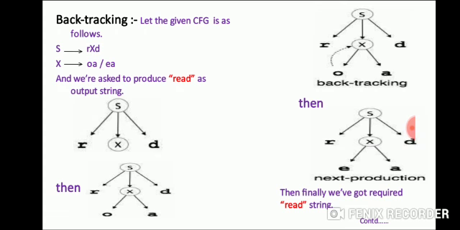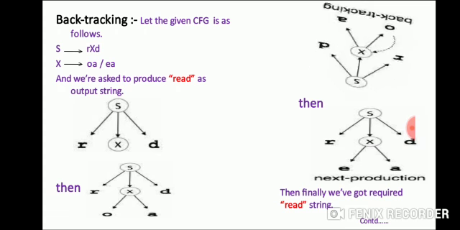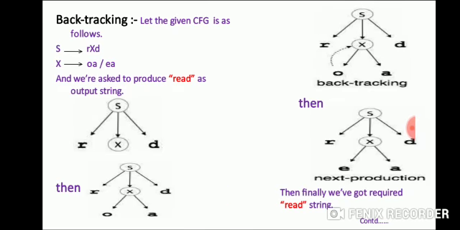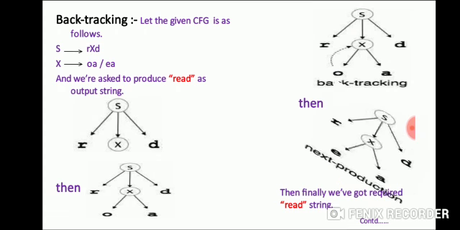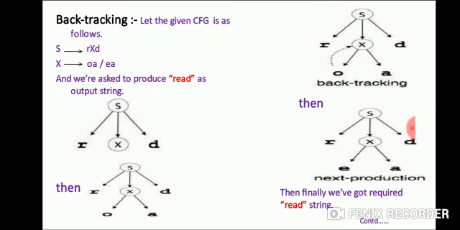As you can see, S produces RXD, and further X produces OA. Since the input string doesn't match, we will backtrack, reach back to X, and perform another production, and finally get READ as an output.